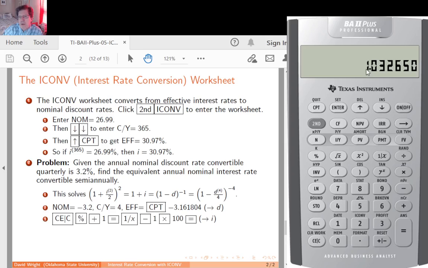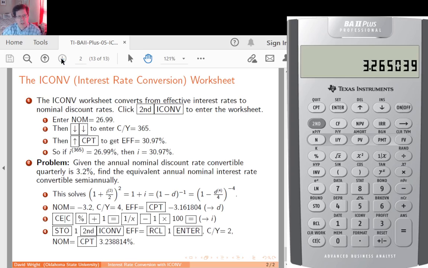And now you have 1 plus i, 1.032, and subtract 1. That's the interest rate i in decimal form. So multiply by 100. And there you go. We now have that the annual effective interest rate is 3.265%.